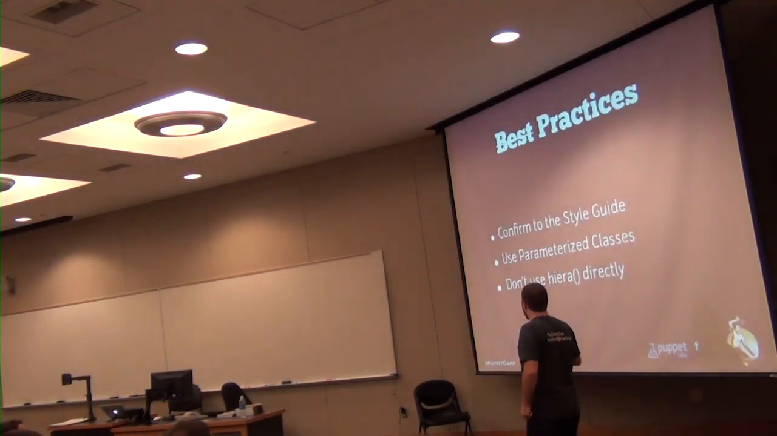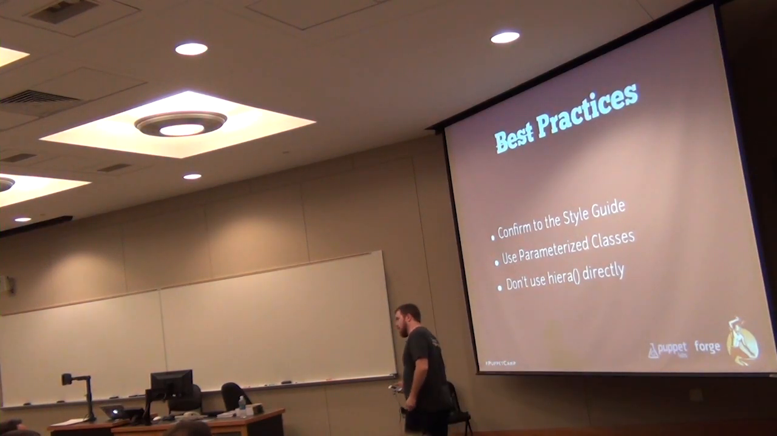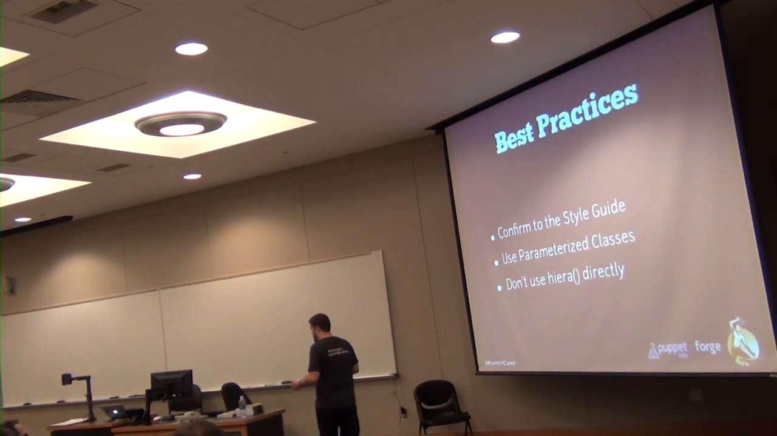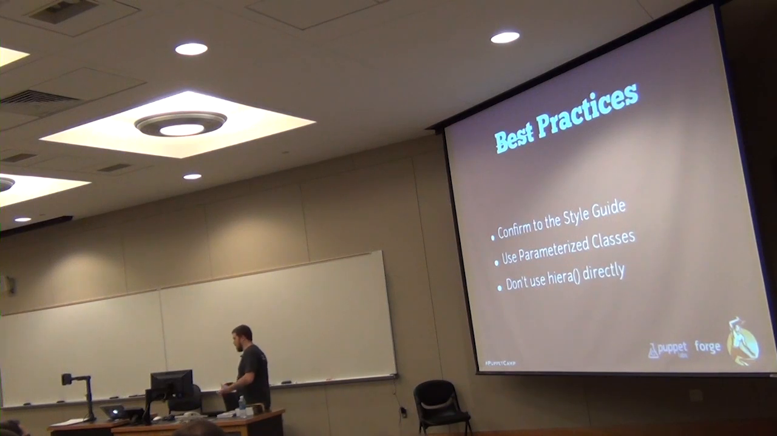So really just to sum up, check out the Puppet Labs style guide. Use parameterized classes when possible. Those just give you a better language feature to rely on. And try not to call out to Hiera directly if you're on Puppet 3.0. That's built in for you.